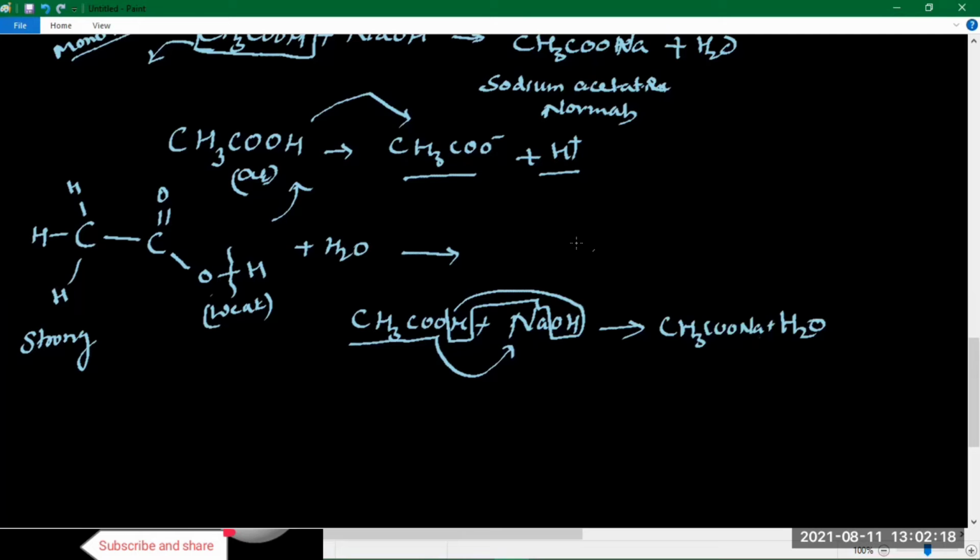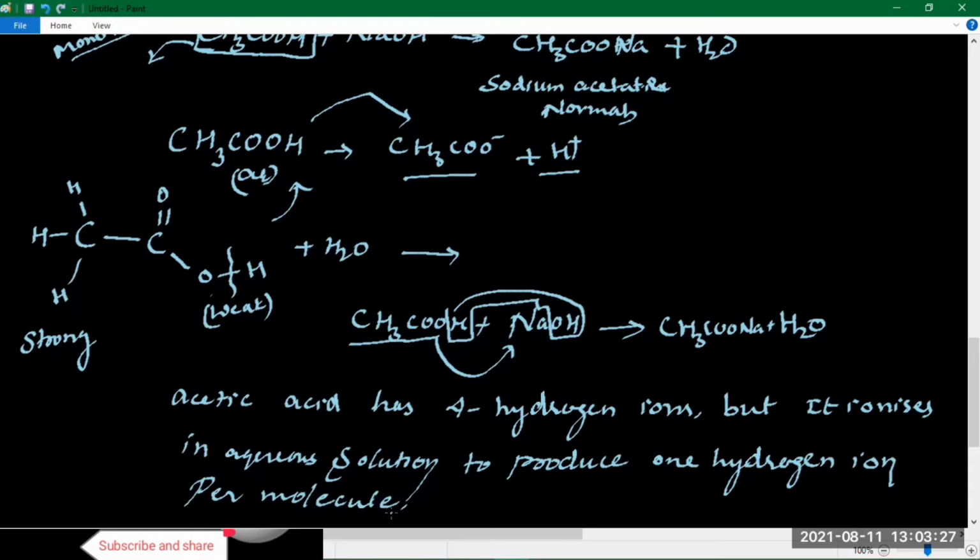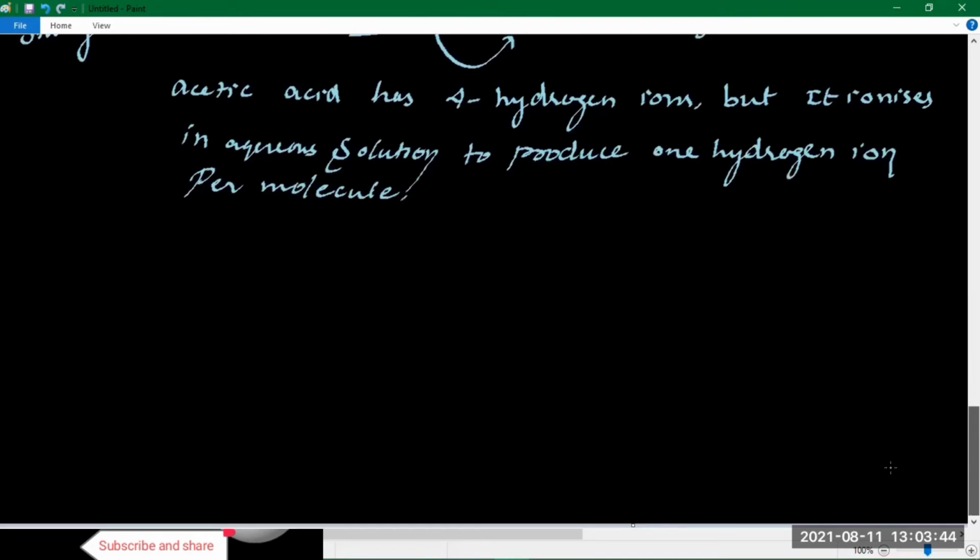So acetic acid, even though it contains 4 hydrogens, behaves as a monobasic acid because in acetic acid only 1 hydrogen gets ionized. That's all. So you have to conclude that acetic acid, even if it contains 4 hydrogens, when dissolved in water ionizes to give only 1 hydrogen per molecule. Hence the reason acetic acid is considered a monobasic acid.